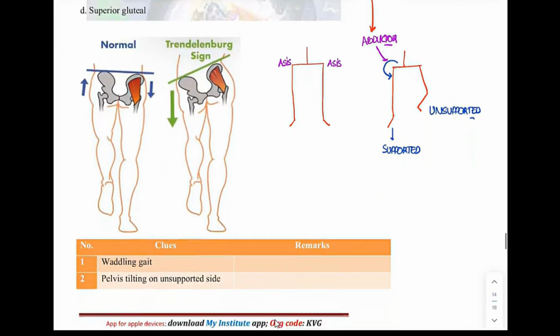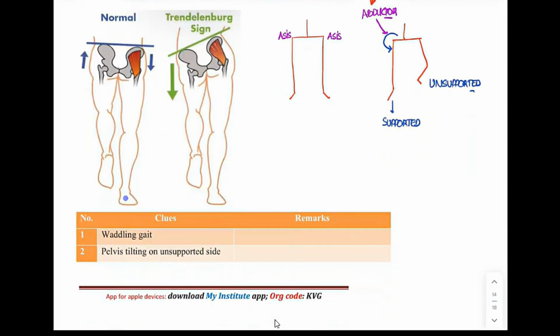So this is normal. So here if we see, this is the supported side, okay? This is supported and this is unsupported, taken off the ground. Now, the normal tendency was that it should go down like this under the effect of gravity. But the abductor muscles of the other side tilt the pelvis downward on the supported side so that the unsupported side goes upward, and therefore the anterior superior iliac spines of both sides lie in the same plane. But suppose this is paralyzed, if this abductor mechanism is not present, obviously the pelvis will drop down.